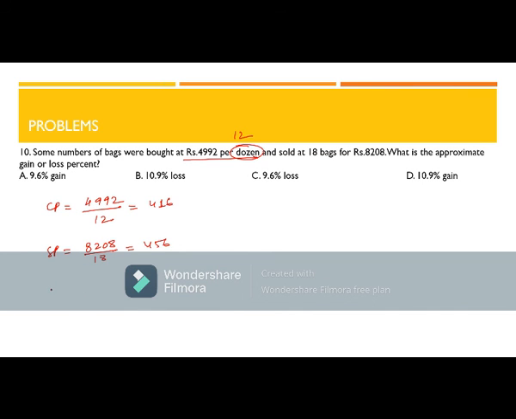Now, finally, we see that SP is more than the cost price, so there is obviously profit. Profit is 456 minus 416 divided by 416 into 100. That is profit percentage. So it is like 40 divided by 416 into 100, which is like 1000 divided by, if I divide by 4, 104. That is 9.6 percentage. So answer is 9.6% gain.